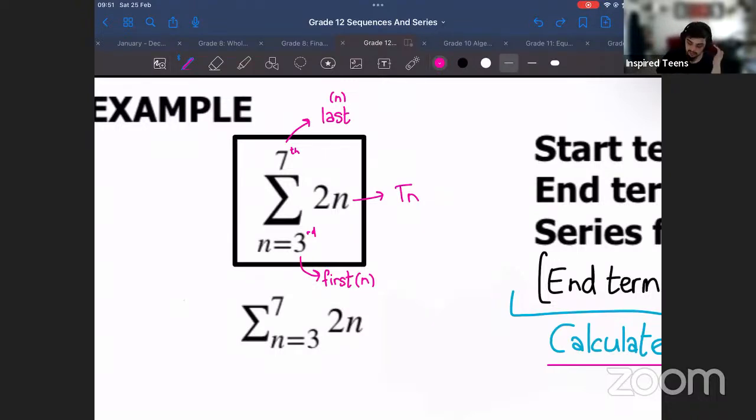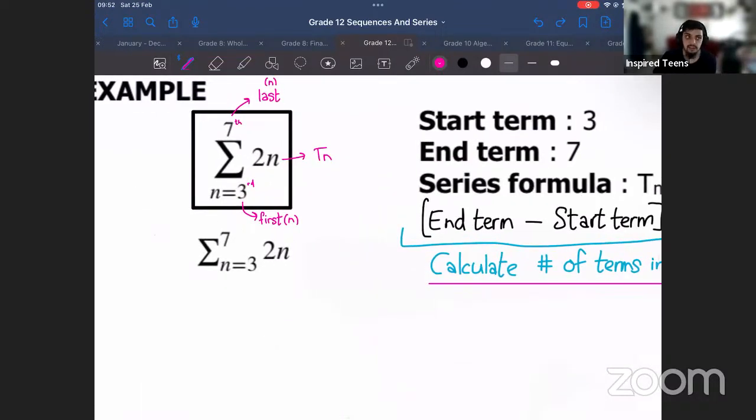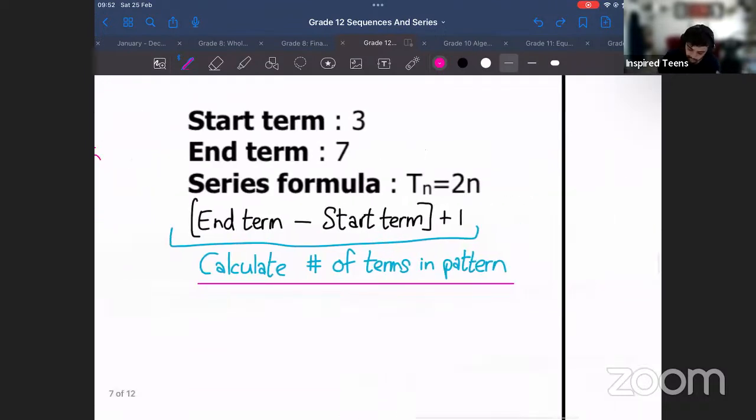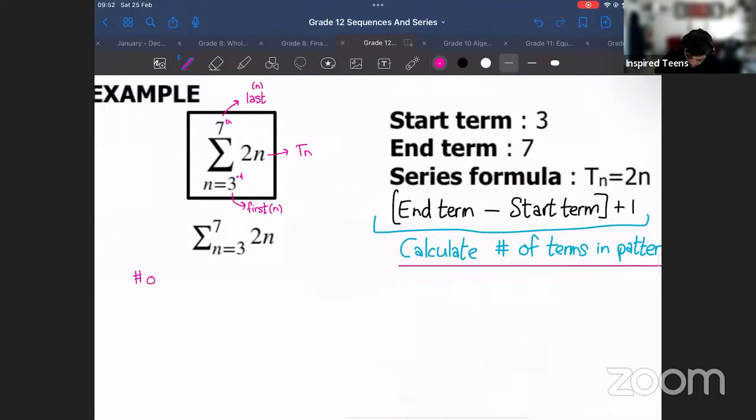However, if it's like to say this is 7,321 and this is 982, then you're not going to count from 982 to 7,381. You're going to use this. You're going to say n term minus start term plus 1. So the number of terms.